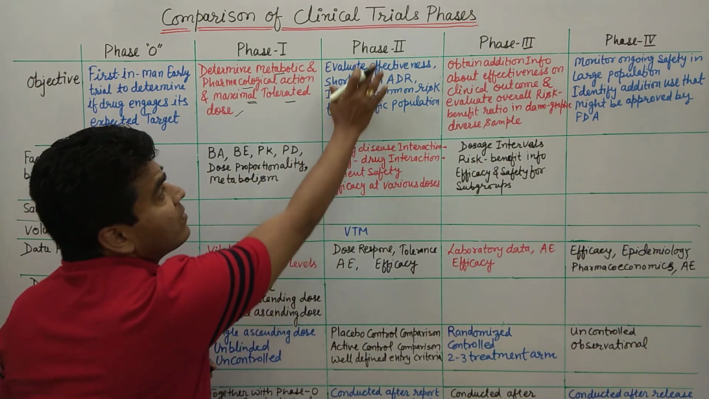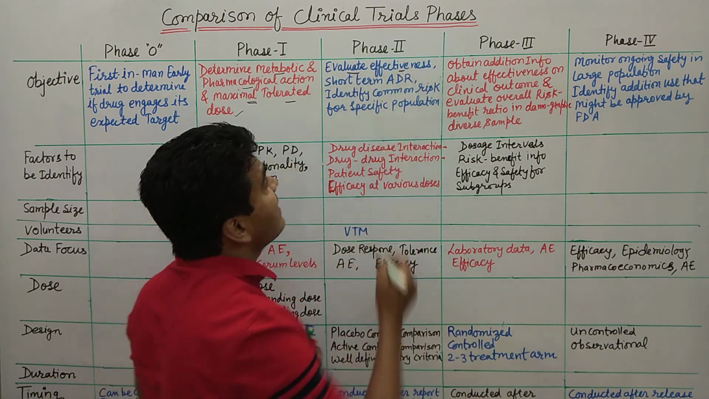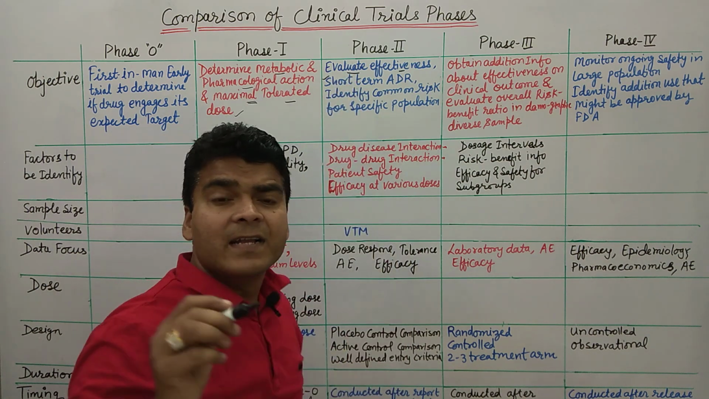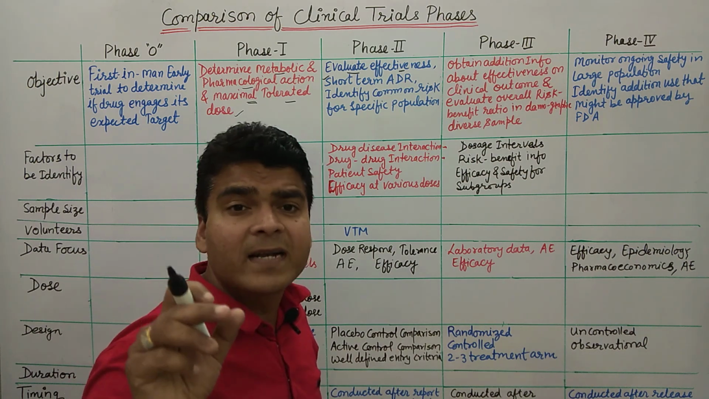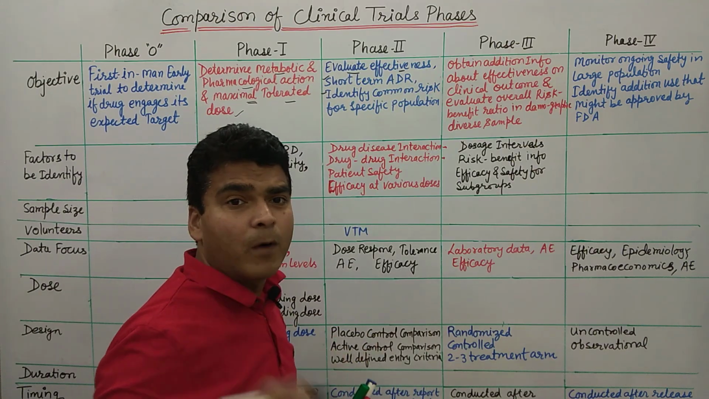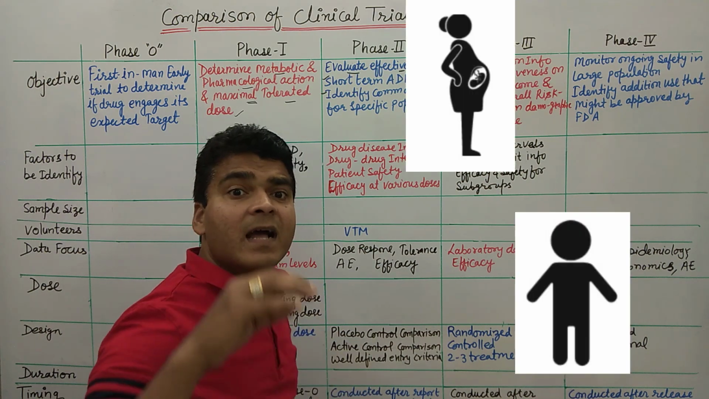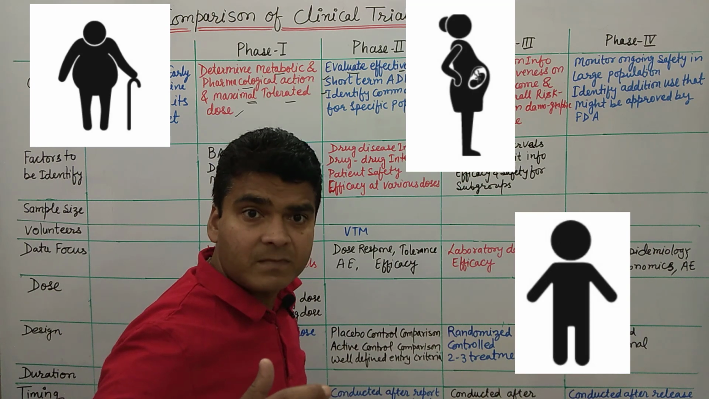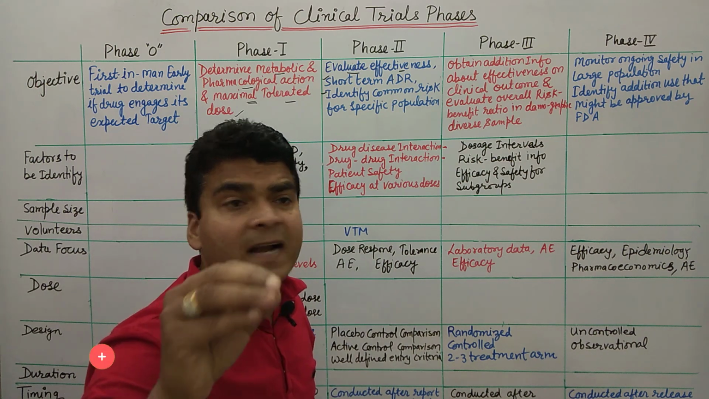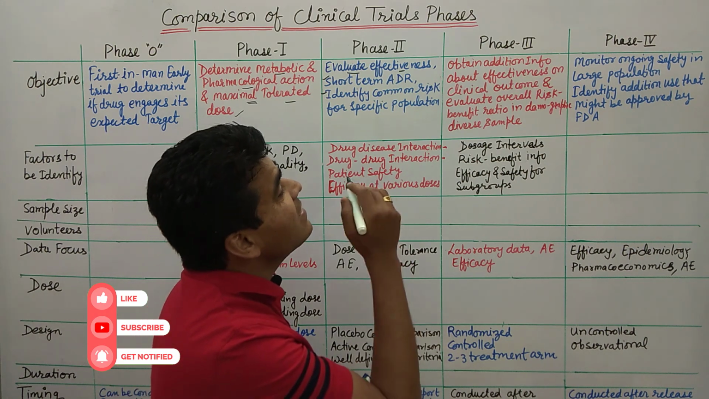Then if we are talking about phase 2, in phase 2 we are evaluating the effectiveness of the drug. This is the first one. Then the second one is short term ADR, short term adverse drug reactions, which we also identify. And the third one is to identify common risks for a specific population. A specific population means pregnant women, children, elderly patients and patients with comorbid conditions. Clear? For them we identify some common risk factors in phase 2 trials. Clear everyone?